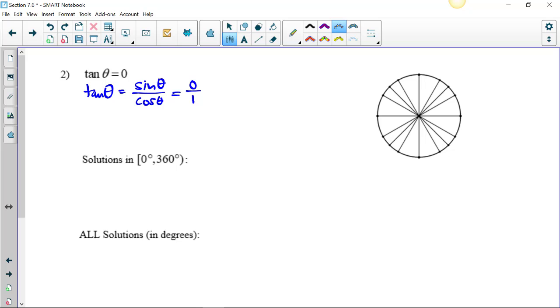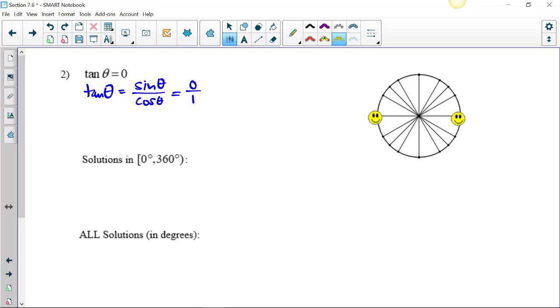or it could be, oops, no, I messed up. Okay, try this again. Or it could be 0 over -1 as well. So where on the unit circle is the value of sine 0? Okay, well, sine is 0 at 0, or 360, or 180, or any angle coterminal.